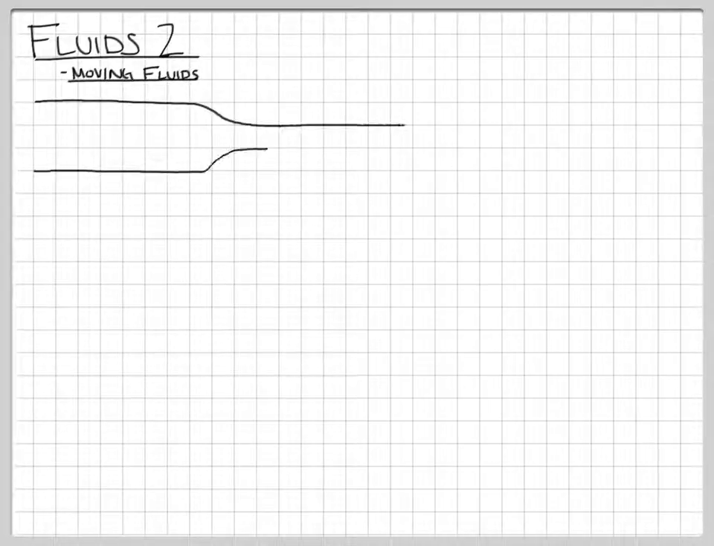Okay, we're going to talk about fluids, and in addition to what we've already talked about, which is pressure and buoyancy and density, we're going to talk about what happens when fluids move through something. So, right now we are largely interested in moving fluids. So, here we've got a pipe, and the pipe is full of water.